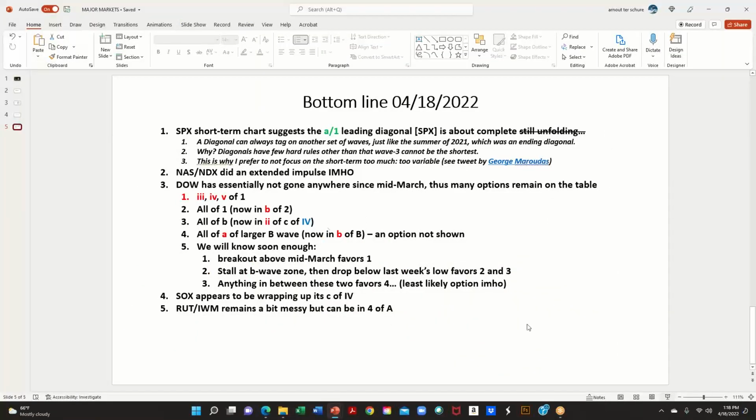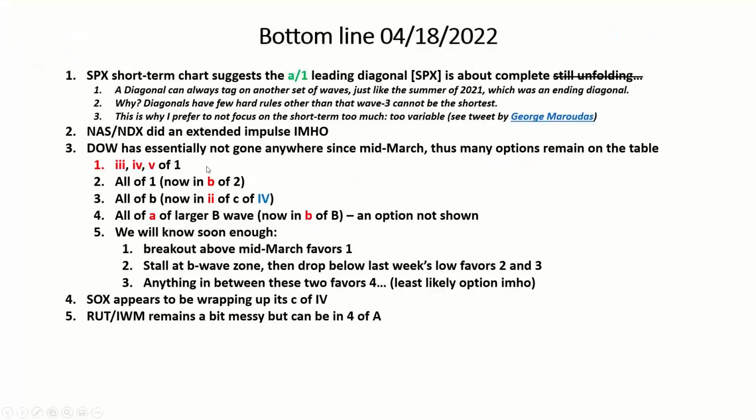So, in summary, the short-term chart suggests that the A/1 leading diagonal for the S&P 500 is about complete. And as I said on Friday, it's still unfolding, so we can strike that one. It's about complete. Again, the diagonals can always tag on another set of waves, but we're getting very close to the ideal wave 5 of A1 target zone.